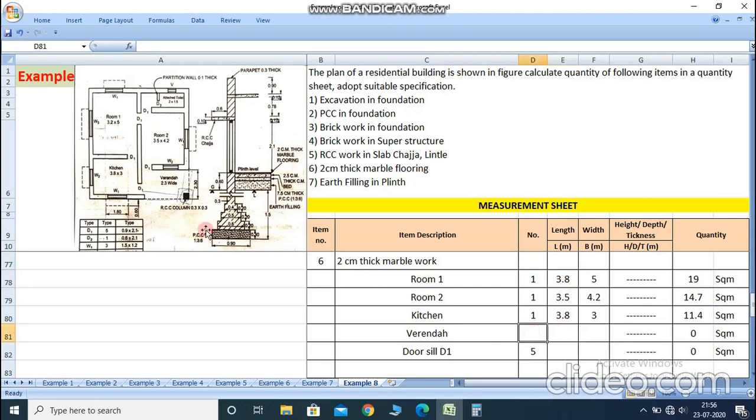And for the veranda, 2.3 meter wide, but the veranda length is not given. Clear? So the veranda length is 3.5 from this portion, and 0.3 wall thickness is included because in this portion marble is provided. So 2.3 meter wide plus 3.8. So here the veranda is single, 3.2 and 3.8 is the veranda width.